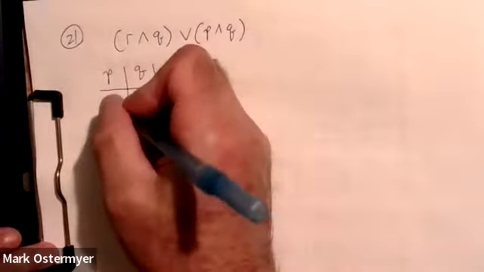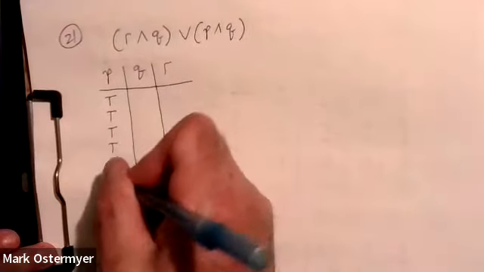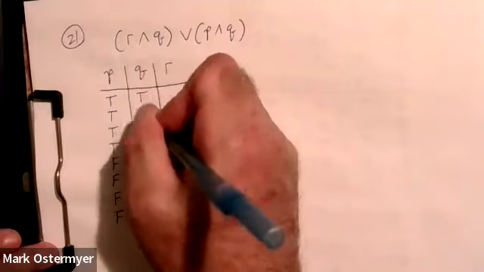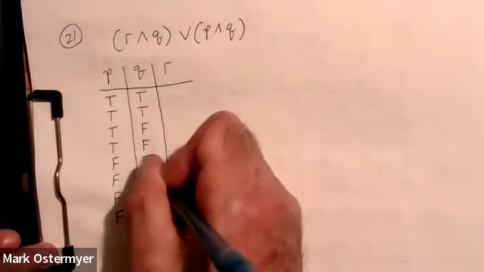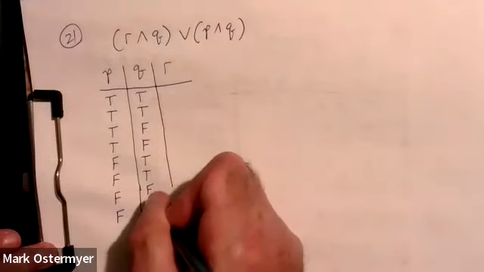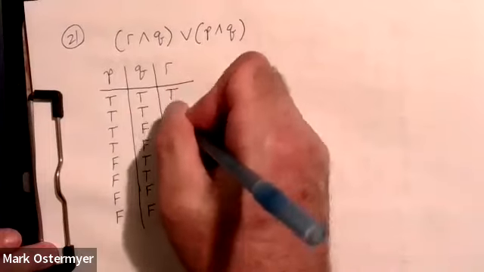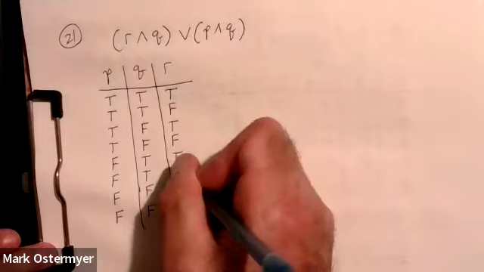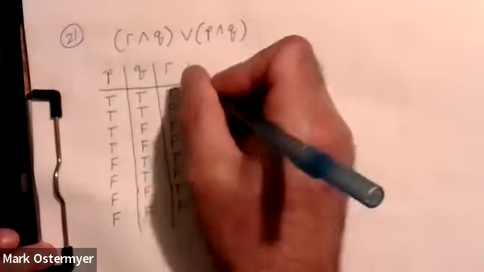Where my P column is true, true, true, true, false, false, false, false. My Q column is true, true, false, false, true, true, false, false. My R column is true, false, true, false, true, false, true, false.